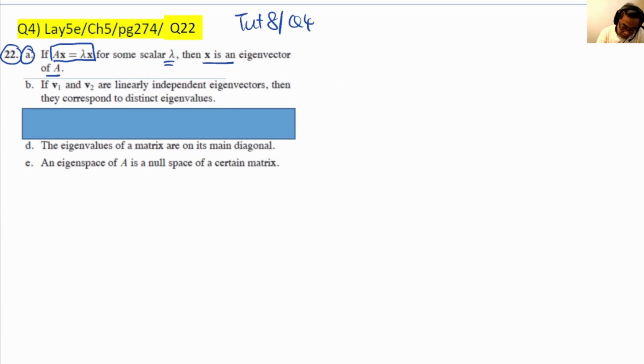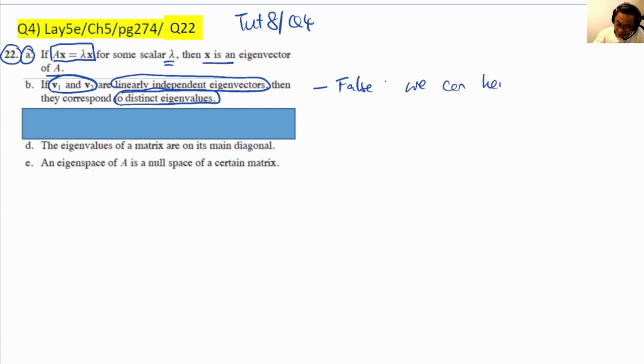In the question, it says v1 and v2 are linearly independent eigenvectors. Do they correspond to distinct eigenvalues? And the answer is also false. We can have repeated roots. So we can have lambda 1 equal to some value alpha, and lambda 2 equal to alpha, and they have independent eigenvectors as well.